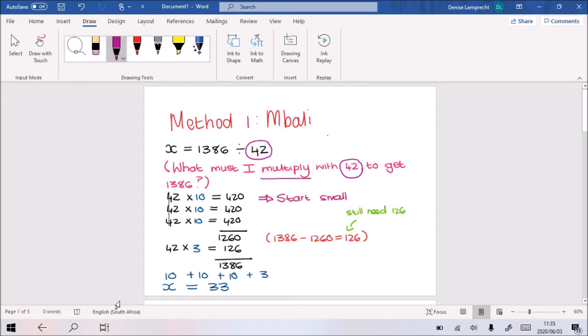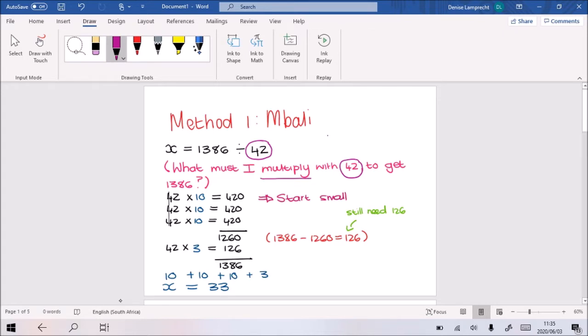Division. Different methods of division. Let's start with Mabali, Method 1. What is my sum? 1386 divided by 42. We are going to make use of multiplication to get the answer.